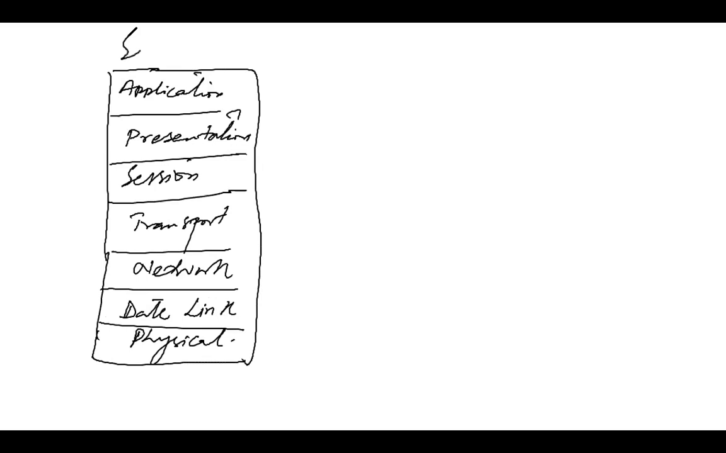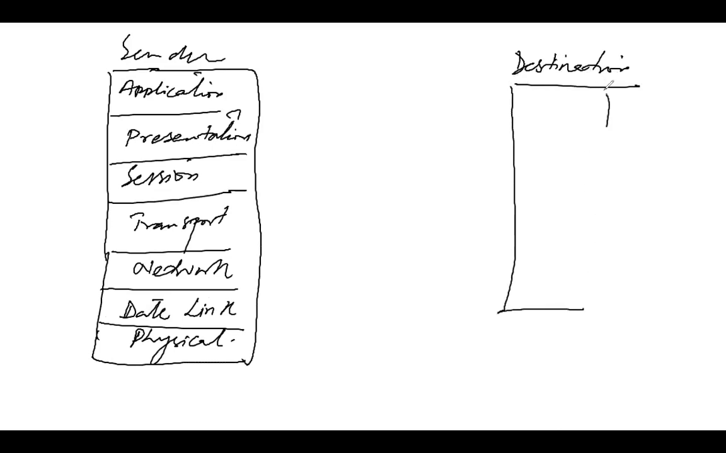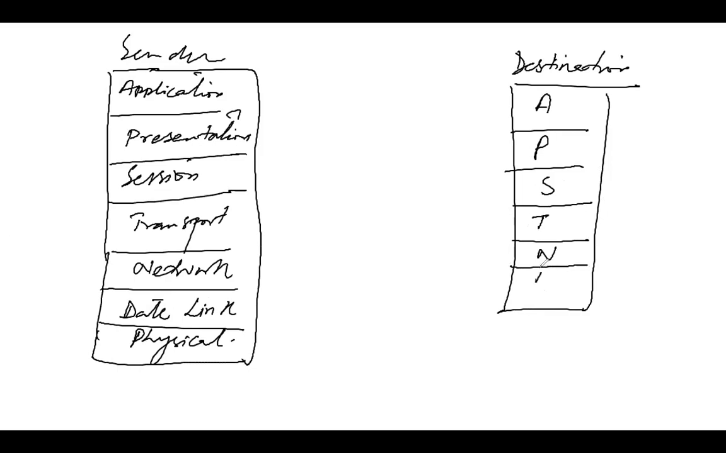This is the sender side, and on the other side we have the destination side, or you can say the receiver side. And we can divide it into application, presentation, session, transport, network, data link, and physical layer.